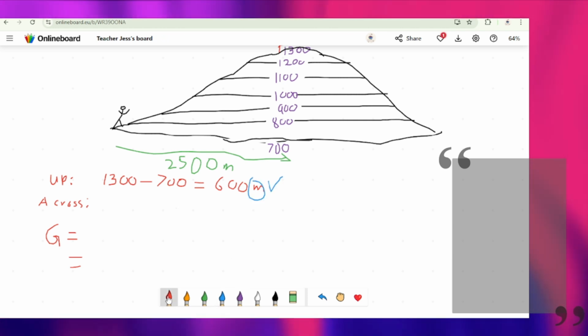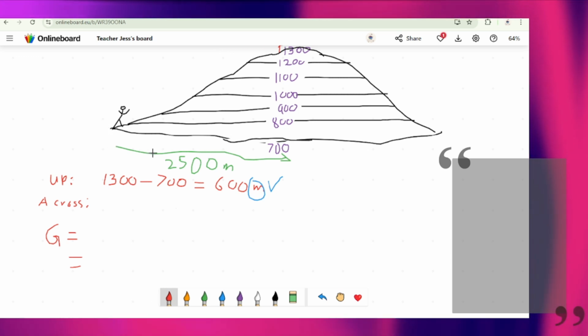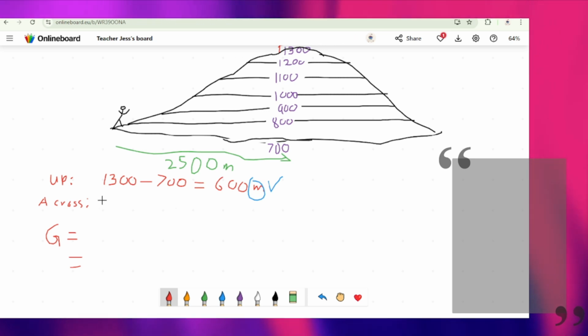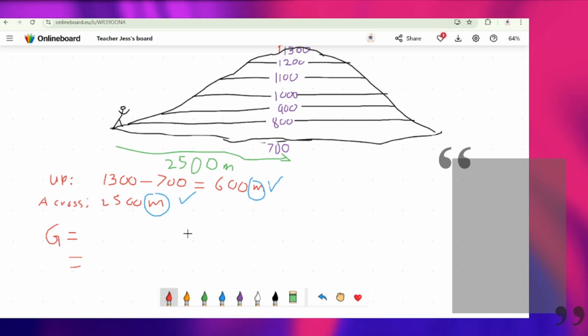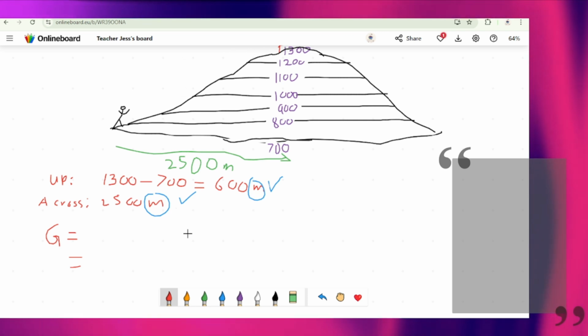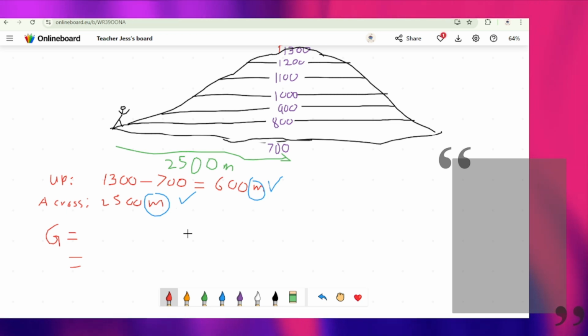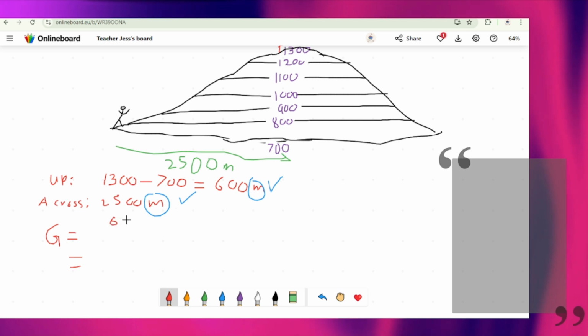Step number 2, how far across? That at least is already worked out for us. There, 2,500 across. Wonderful, let's write that in. And that is also in meters. Yay, all is well. So step number 1 was putting an up. Step number 2 was putting an across. Step number 3 is making sure that it's all in meters. That's good, right? Step number 4 is putting it into the formula.